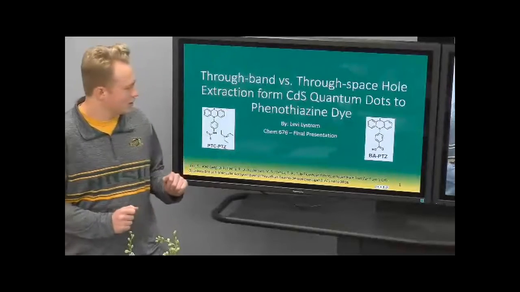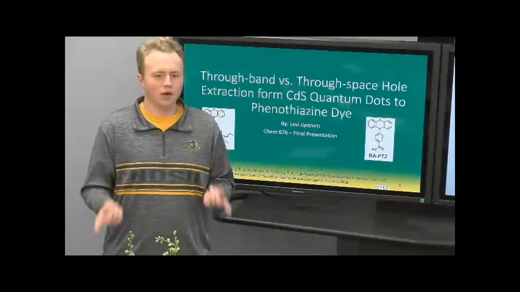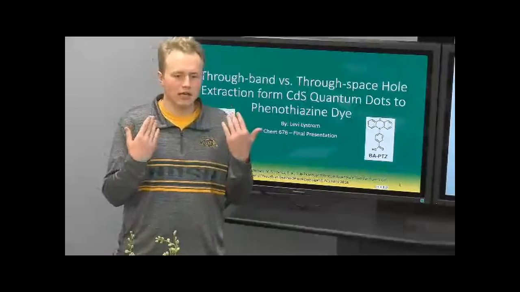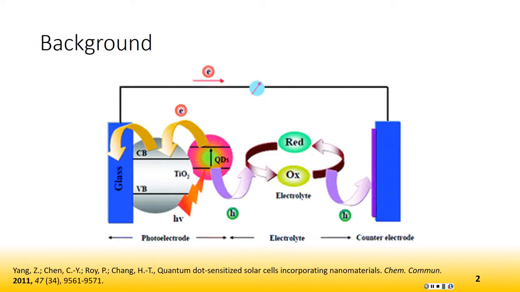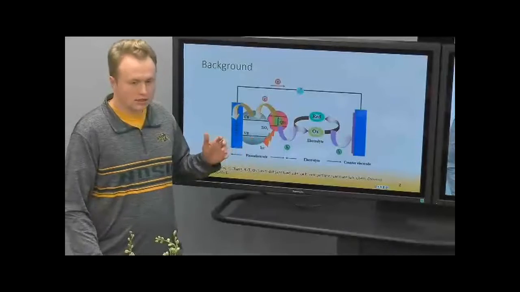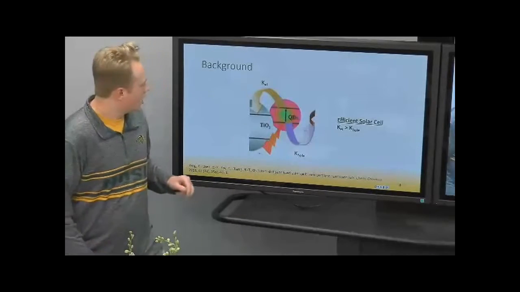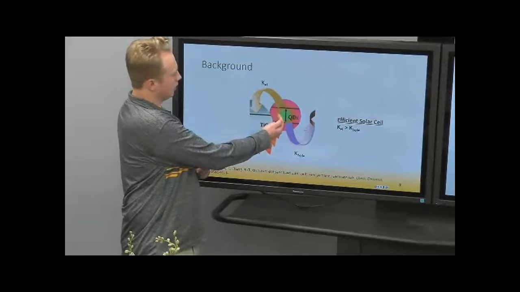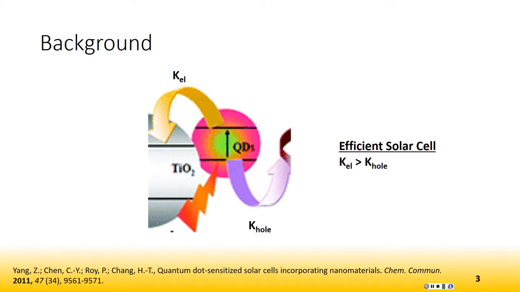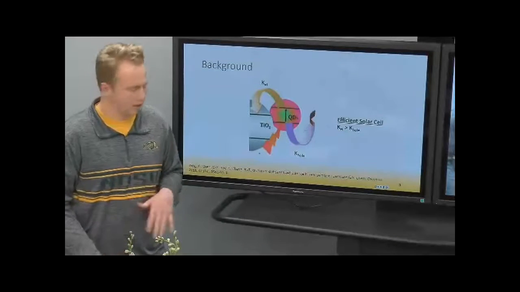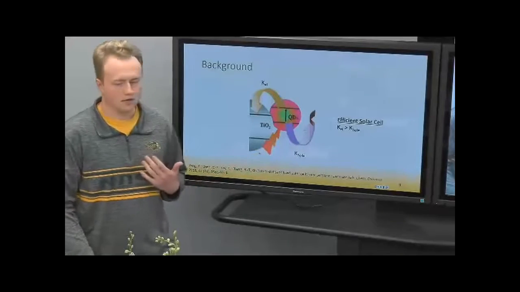Today I'm going to talk about two different dyes and the rate at which holes will be taken from the quantum dot. The motivation behind my talk is we want to put it inside of a solar cell, and there are several things that need to occur, but the things that I'm interested in are the rates at which the electron and the hole are taken from the quantum dot. And we want the hole rate to be faster than the electron rate because that helps the system be more efficient.